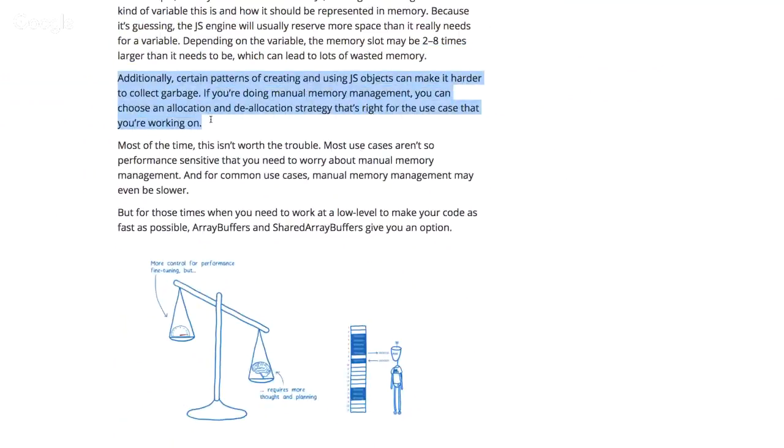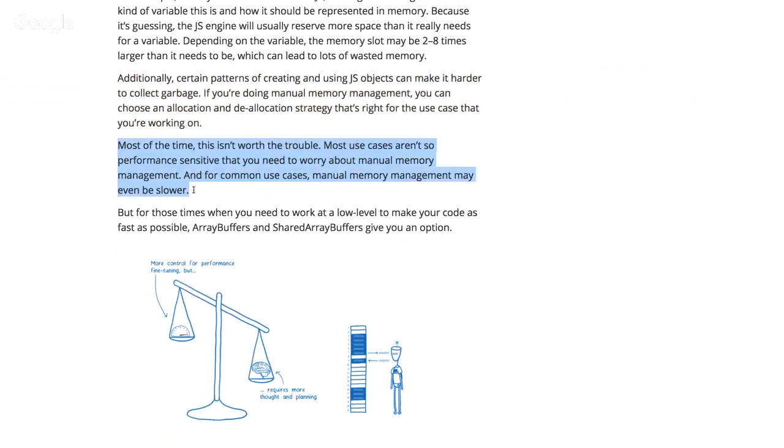On top of it, certain patterns of creating and using JavaScript objects make garbage collection more difficult. If you're using manual memory management like in C, you can dictate when to allocate and when to deallocate memory. So there is no wasted space if you manage memory, obviously.